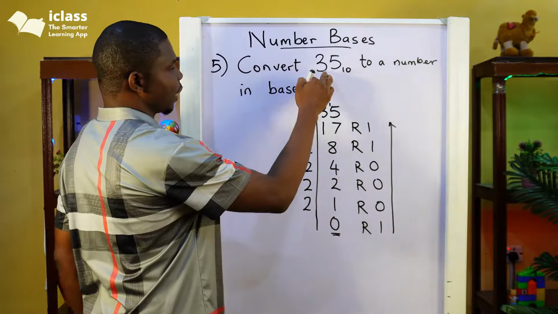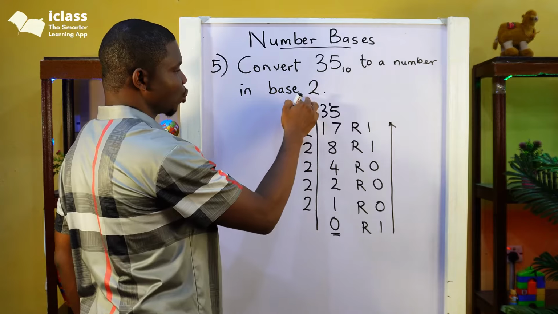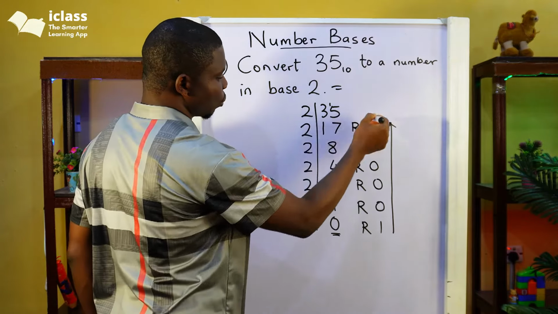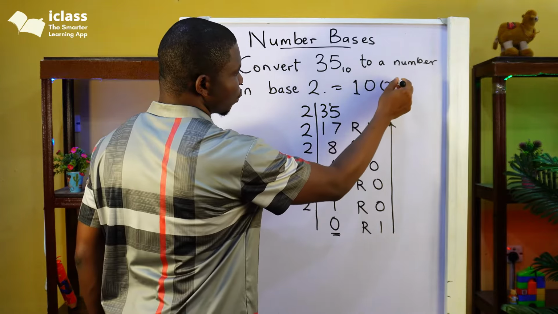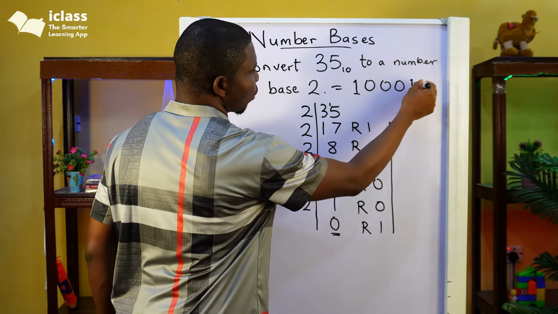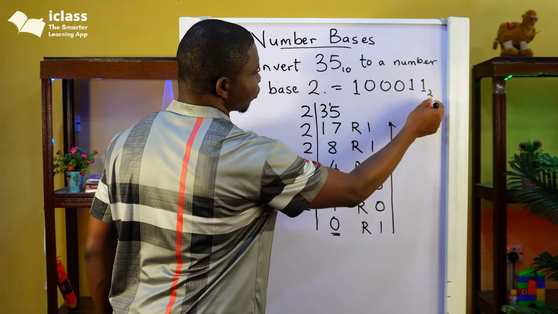So 35 base 10 to base 2 is equal to 1, 0, 0, 0, 1, 1 base 2.